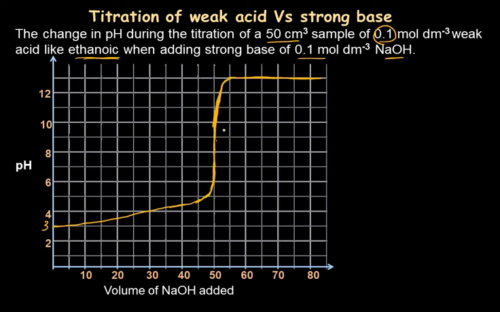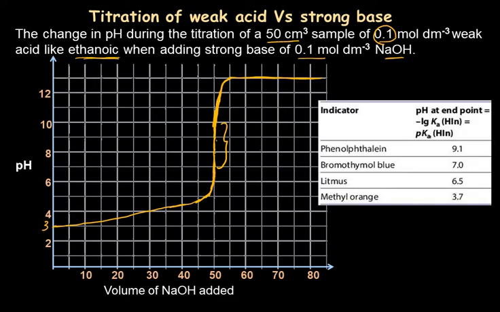Now with this curve, we can see that the vertical portion of this curve is between 10 to 7. This portion is very small for a weak acid and a strong base. So the equivalence point should lie between this pH range, that is from 7 to 10, or you can say 11. So if we choose an indicator with this pH range, it should lie in the range from 7 to 10. From 7 to 10 we have only one indicator, phenolphthalein, with a pH of 9.1 to show the color change.